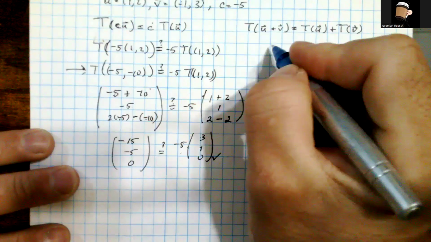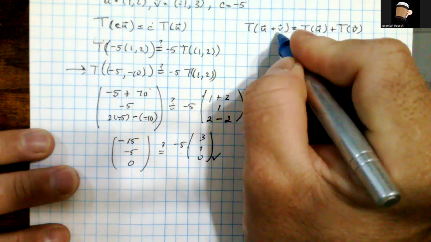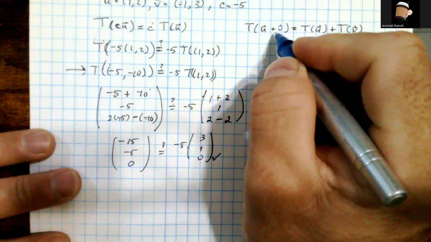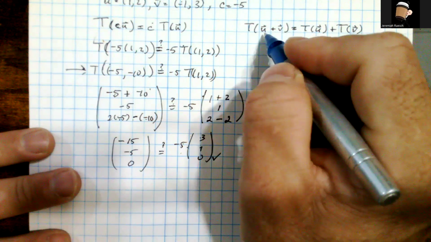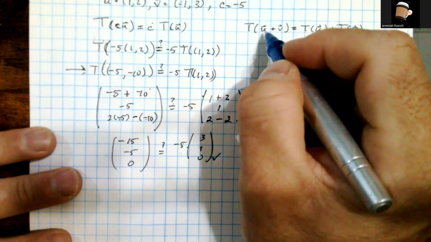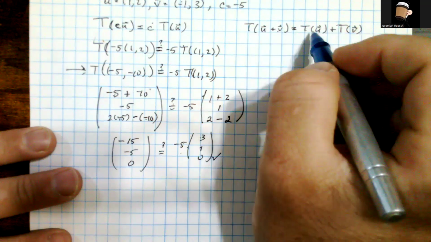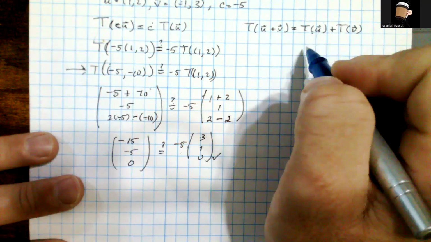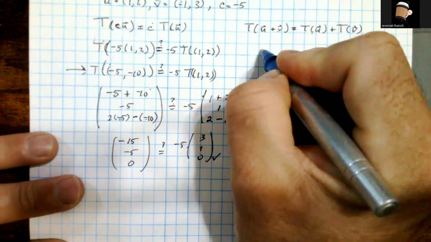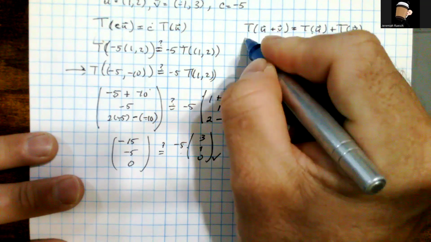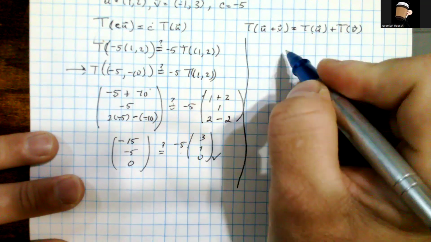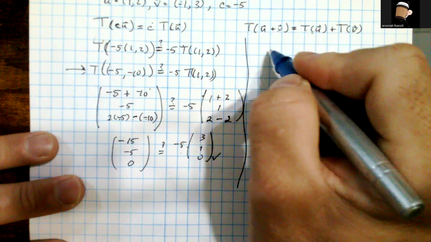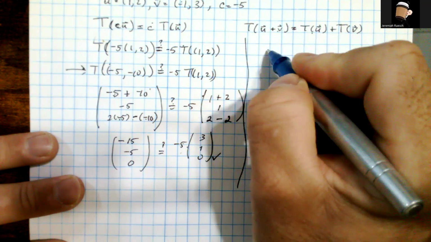All right, let's come over here and see if the transformation of the sum of the vectors is the same thing as the sum of the transformations of the vectors being summed. So on this side, I'll have a little bit of a divider there so you can keep track. So u plus v, what do we have?